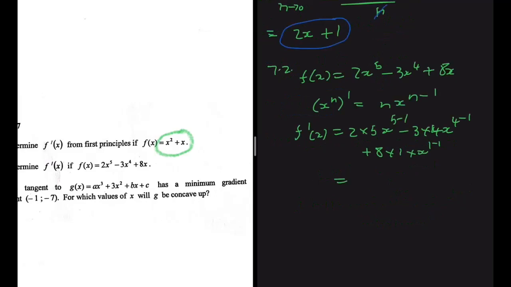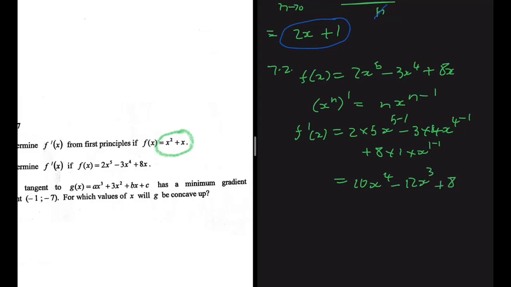That should be equal to, so we have 2 multiplied by 5, that is 10, and then 5 minus 1 is 4, so we have 10x to the power 4, and then minus 3 by 4, that is 12, and then x to the 3, 8 by 1 is 8, and then x to the power 0 is 1, right?